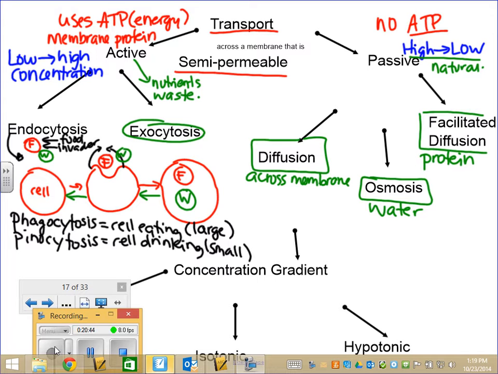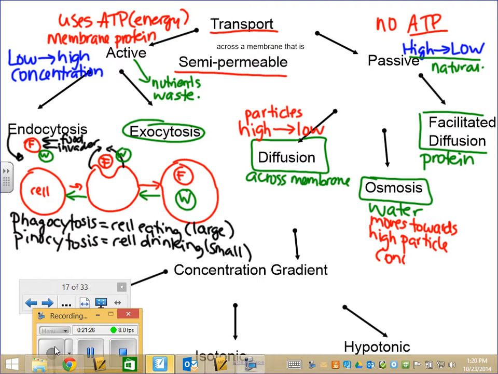And so here's something that I'd like to note that's different between diffusion and osmosis. In diffusion, we are talking about particles. And the particles move from a spot where they have high concentration to a spot where they have low concentration. In osmosis, the same thing is happening, but it's happening with water, and so it seems like actually the opposite thing is happening. Water always moves towards high particle concentration.